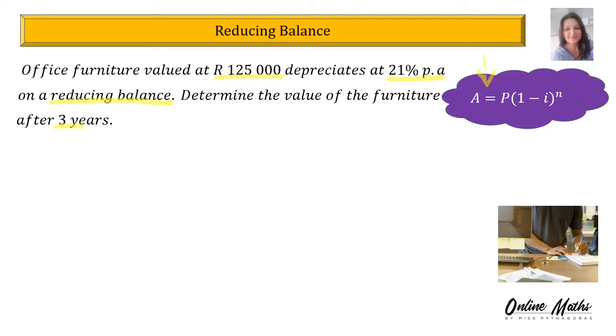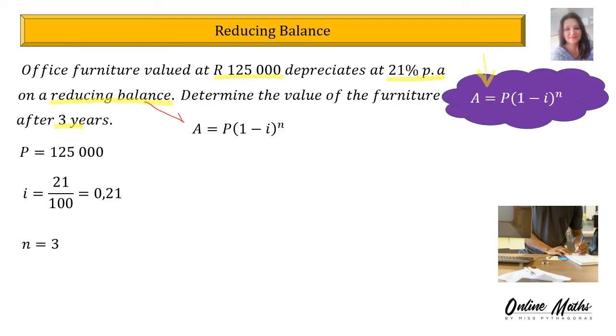Now we make our summary. P, the principal amount, 125,000 Rand. I, the 21%, over 100, 0,21. In 3 years, into the formula. Why this formula? Reducing balance. That is what's telling you that you have to use that formula.